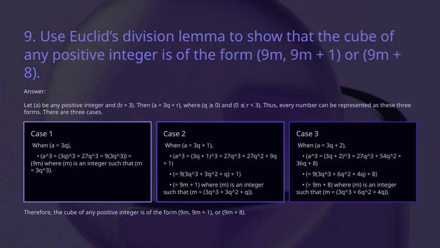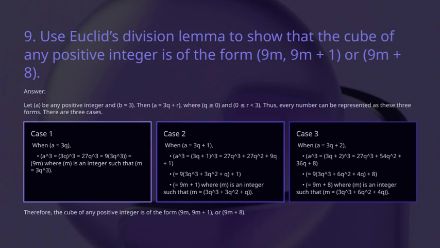Next, when a equals 3q plus 1, m is defined as 3q³ plus 3q² plus q. The cube of a in this case expands to 27q³ plus 27q² plus 9q plus 1, which simplifies to 9 times m plus 1. Now for the case where a equals 3q, m is 3q³, and the cube of a simplifies to 27q³, which is 9 times 3q³, giving us 9m.